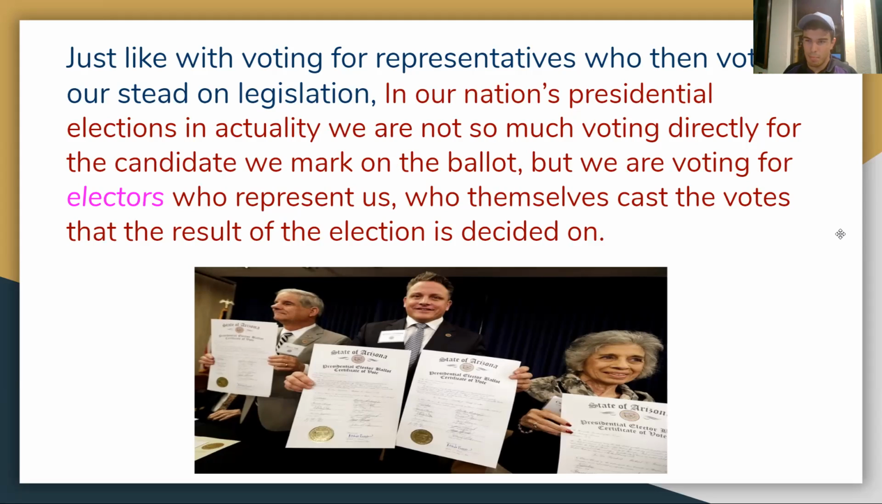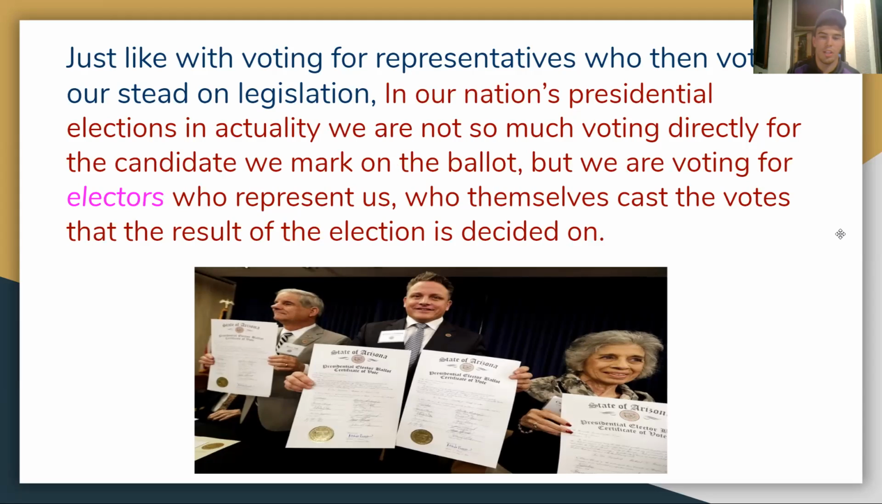The election in November is when we mark ballots. The ballots select the electors, and then in December, the electors actually pick the president. So again, it's like an indirect system. It's like with our representatives. We are voting for people that represent us with these electors.